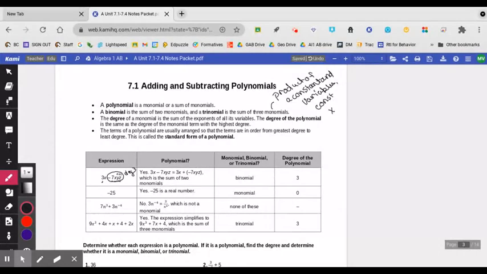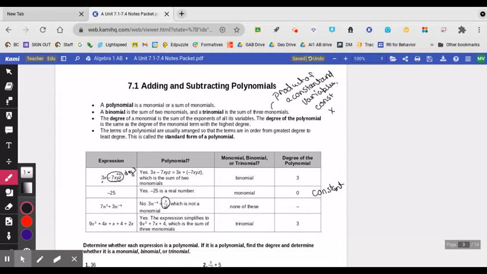Negative 25 is a polynomial, it's a number. It's a monomial because it's only one number, one term, and the degree is 0. Degree is 0 on all constants. Our next one, 7n cubed plus 3n to the negative fourth, is not a polynomial because n to the negative fourth means it would be in a denominator, and polynomials do not have variables in the denominator.